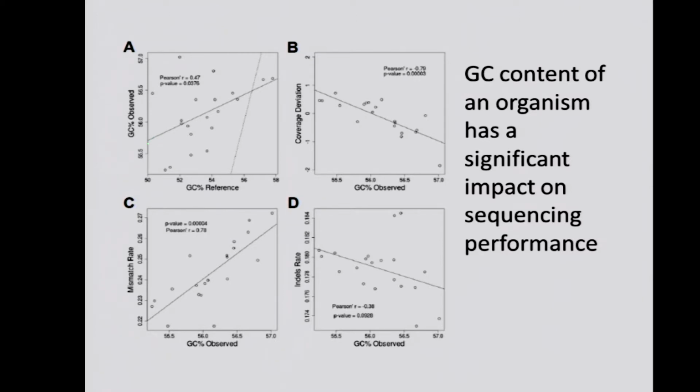And they saw that the GC observed doesn't totally match the GC of the reference. So what they saw and what there should have been wasn't always the same, and that's because of difficulties with sequencing the GC.